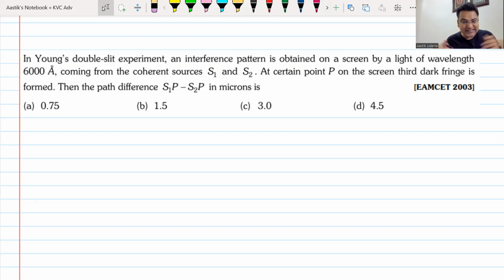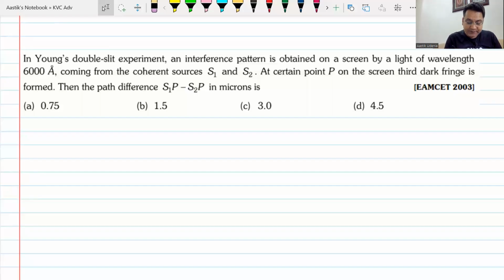It's as easy as it gets. Give you a minute to do this. Option B is the correct answer. Remember, for dark fringe, the path difference must be (2n minus 1) lambda by 2. Yes or no? Yes, sir.